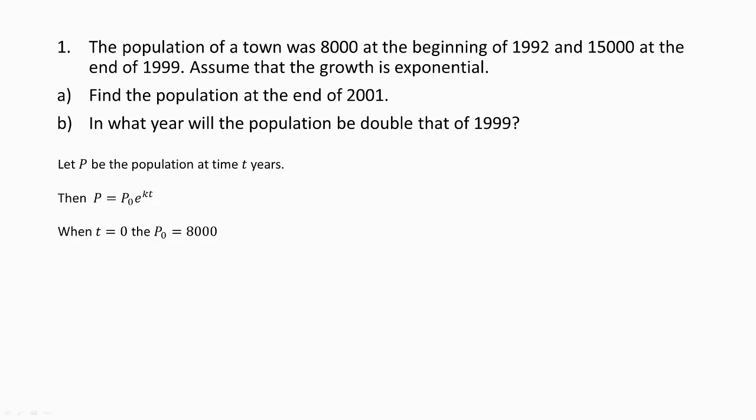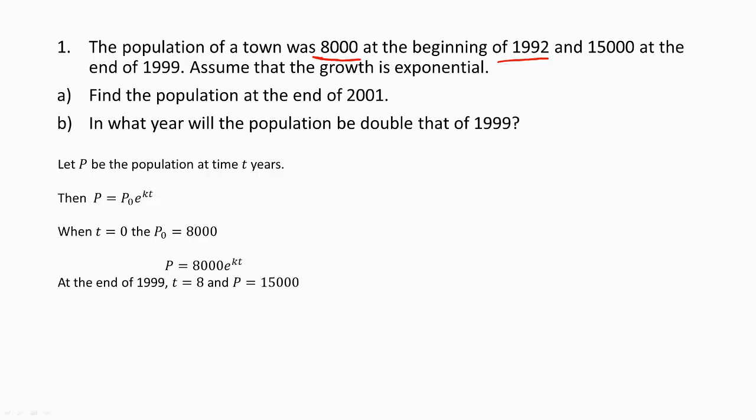It tells us the initial value, 8,000 at the beginning of 1992. So we'll say 1992 means time equals 0. The initial population is 8,000. So we substitute that 8,000 into the equation. So the population at any time is 8,000 e to the kt.